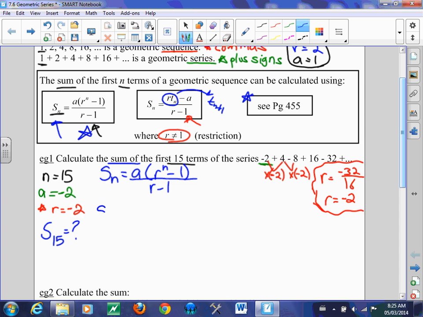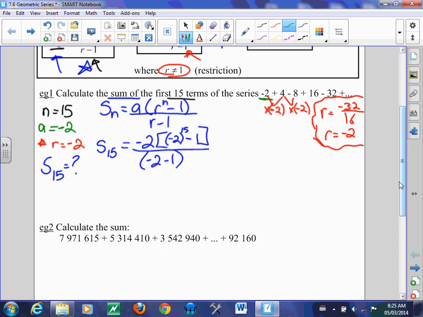Subbing what we know in, we've got S at 15 equals A, which is -2, times R, which is -2, all raised to the N, which is 15, and subtract 1. All divided by R, which is -2, subtract 1. Okay, let's do some simplification here, guys. So S at 15 equals, well, just plug it into your calculator. Well, you can simplify things out.